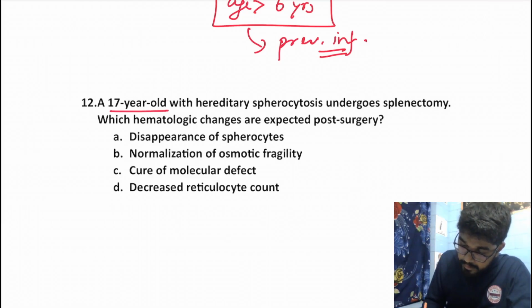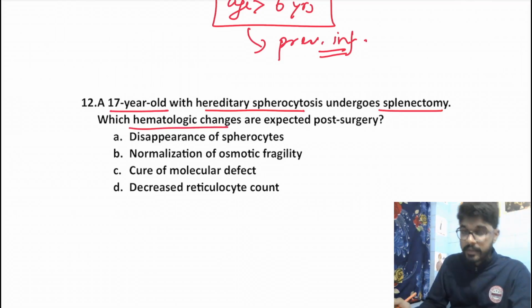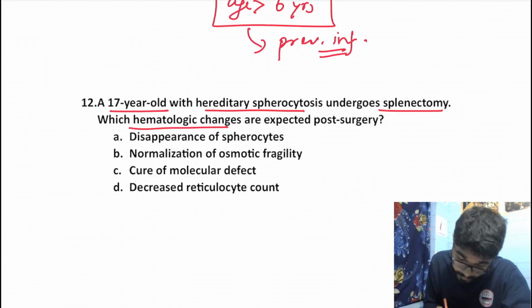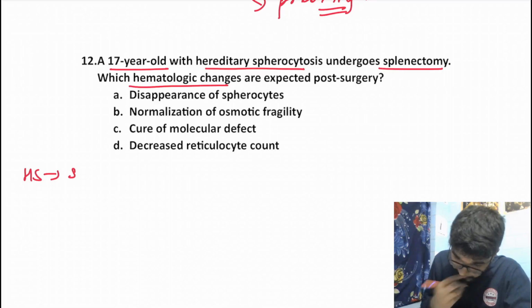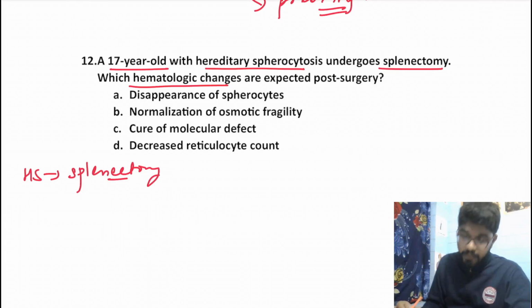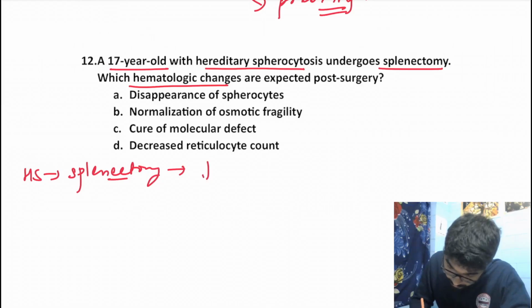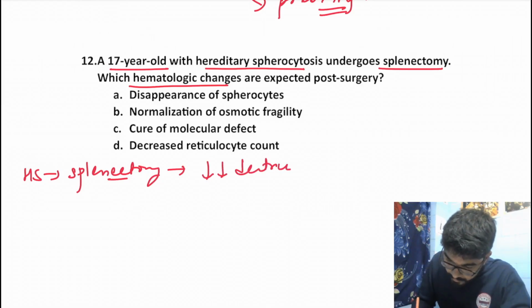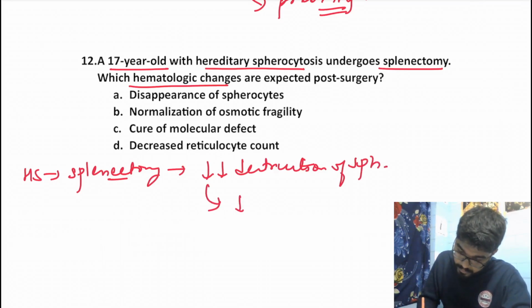A 17-year-old with hereditary spherocytosis undergoes splenectomy. Which hematological changes are expected to occur post splenectomy? Now what happens in hereditary spherocytosis? We performed splenectomy. Now what happens? The spleen was responsible for destruction of the spherocytes. So there would be decreased destruction of spherocytes. This would result in decreased hemolysis, right?